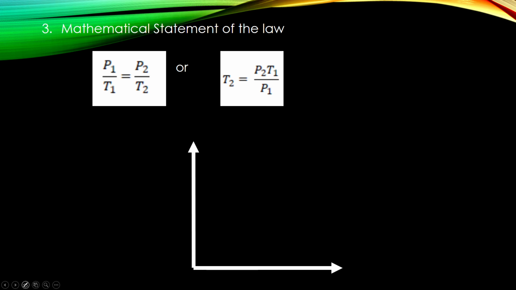All right, so if we take a look at the mathematical statement, it looks a lot like Charles's law because, again, it's another direct relationship. So if I have pressure here and my temperature here, the graph would look the same too. It's going to be direct like that or direct like that.